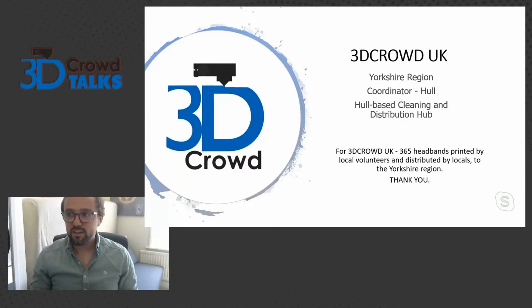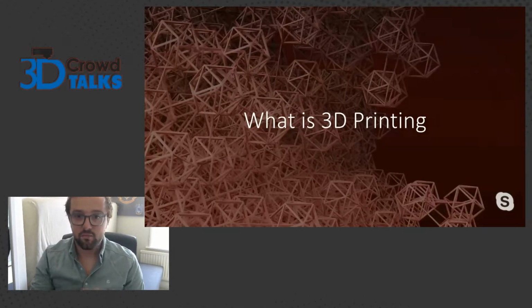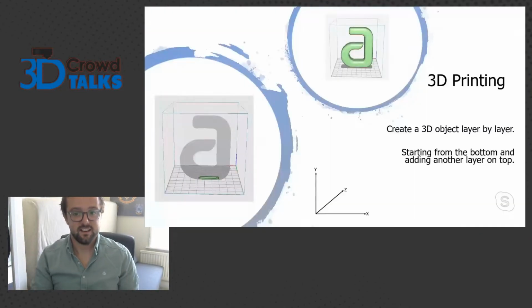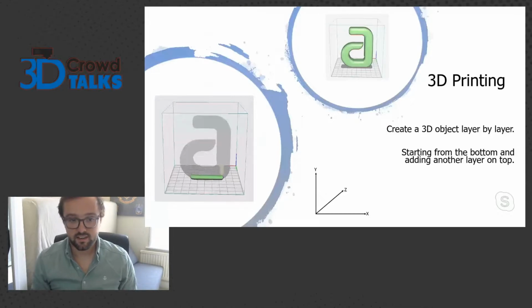So I just want to give everyone a flat base of what is 3D printing, so we're all on the same level, so we all know what it is. And then we'll move on to the more 4D printing aspects. So 3D printing, very simple: create a 3D object layer by layer, starting from the bottom and another layer on top, and then you keep going in successive layers until you get your object. This works in the X-axis, the Y-axis, and the Z-axis. It's a nice, easy process, and it's created all these wonderful headbands that the 3D Crowd have used.